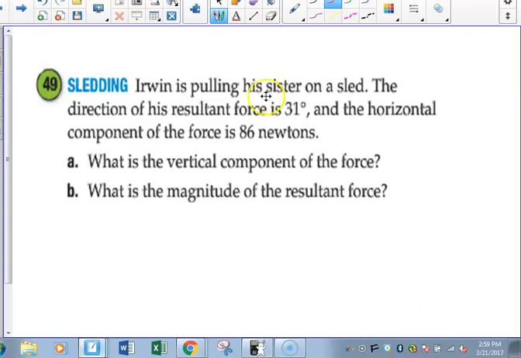Okay. The direction of the resultant is 31 degrees and the horizontal component of the force is 86 newtons. Ooh, interesting. Okay. So pulling a sled, 31 degrees is the resultant here. But we don't know how long that is or the force there. We know this force down here is 86.